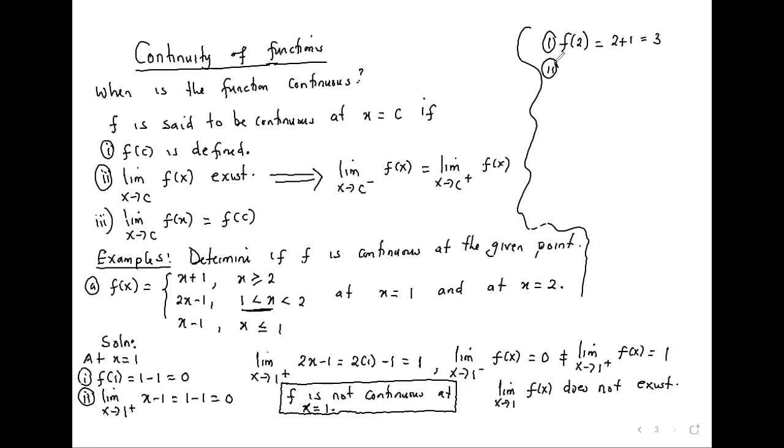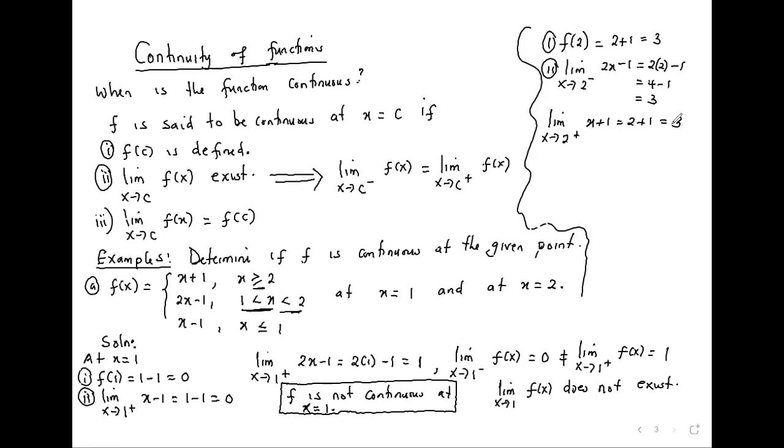The second thing we do is to find the limit as x approaches 2 from left. From left, we want x less than 2. We are using the middle one, 2x minus 1. That is 2 by 2 minus 1, that is 4 minus 1, which is 3. We also get the limit as x approaches 2 from right. From right, we want where x is greater than 2. So that will be x plus 1, which is 2 plus 1, which is 3.